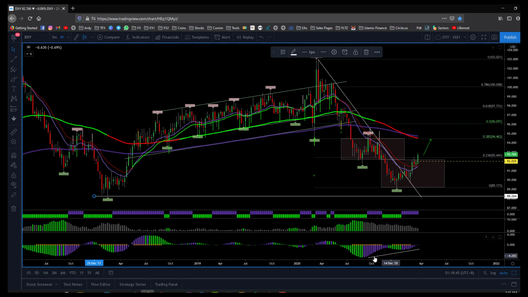And in fact, if we look at the MACD histogram, we have a bullish divergence for the DXY, and this can be a very powerful signal, because with MACD bullish divergence showing here, it could mean that the buyers are actually buying at these low levels, right? So let's take a look at what happens this week for the DXY.